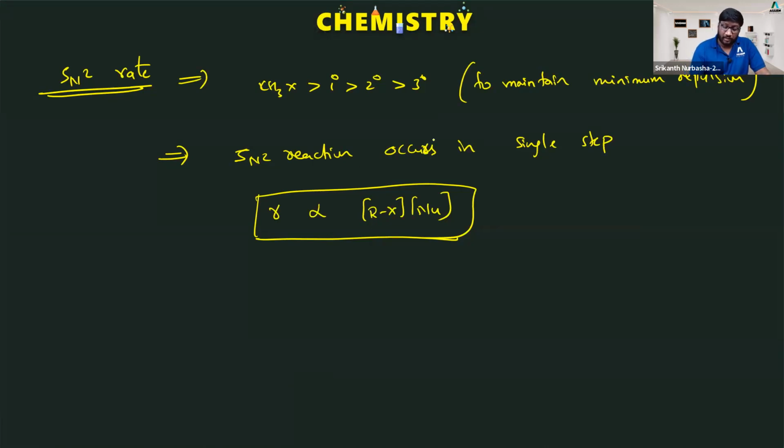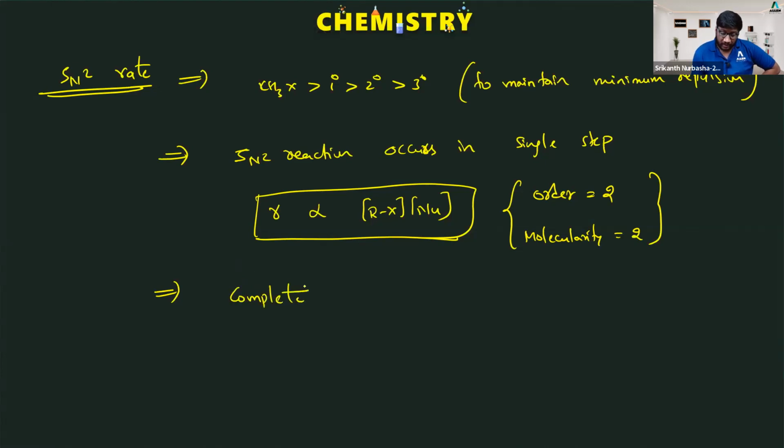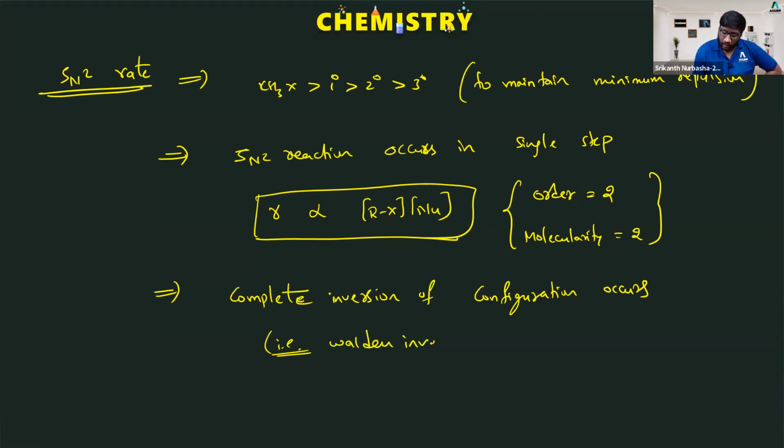SN2 reaction occurs in a single step. Rate is directly proportional to the concentration of RX into the concentration of nucleophile. So the order of this reaction is 2, and molecularity is also equal to 2. And what you can say? Complete inversion of configuration occurs, which is known as Walden inversion or umbrella inversion.